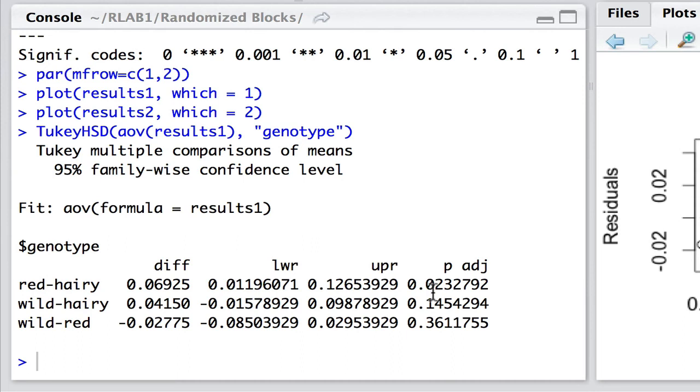We have to fit an analysis of variance model back to our results, and we're noting that we want to compare amongst genotypes. Now you'll see here the difference between red and hairy is the one which shows up in terms of the lowest value of the adjusted significance. It's adjusted because effectively we're controlling for the experiment. So here, the primary source of the variability between genotypes derives from the differences between the red and the hairy genotypes, which is what we saw originally from that strip plot.